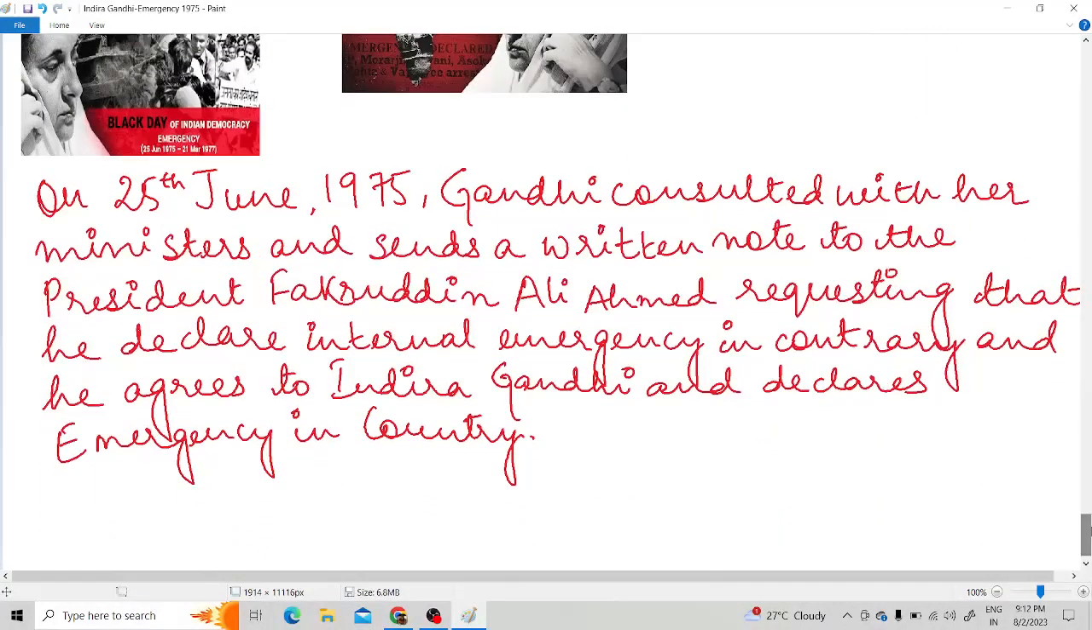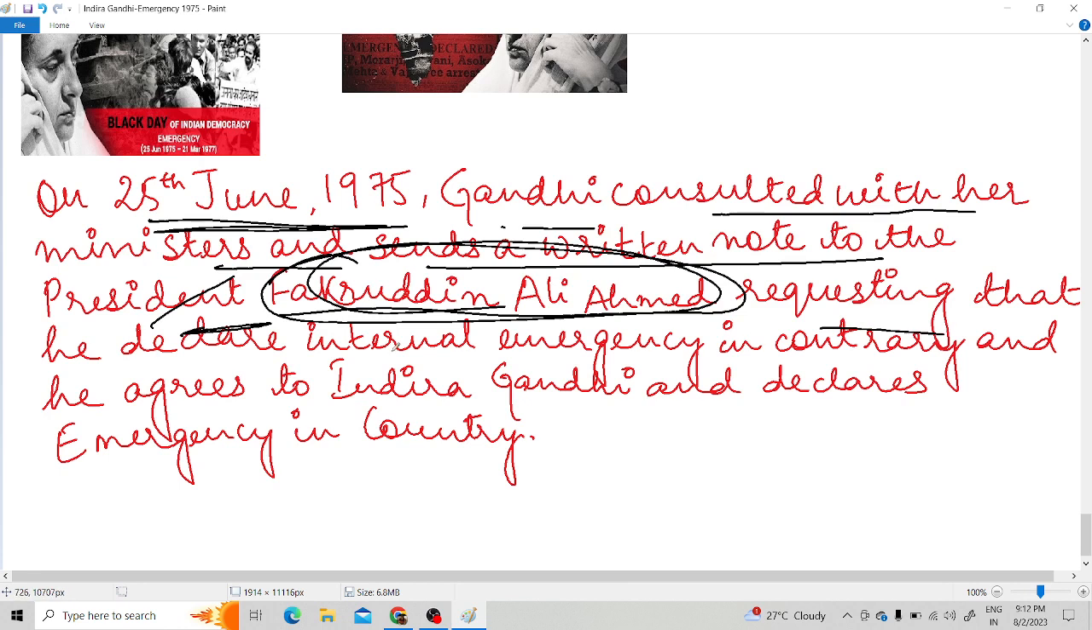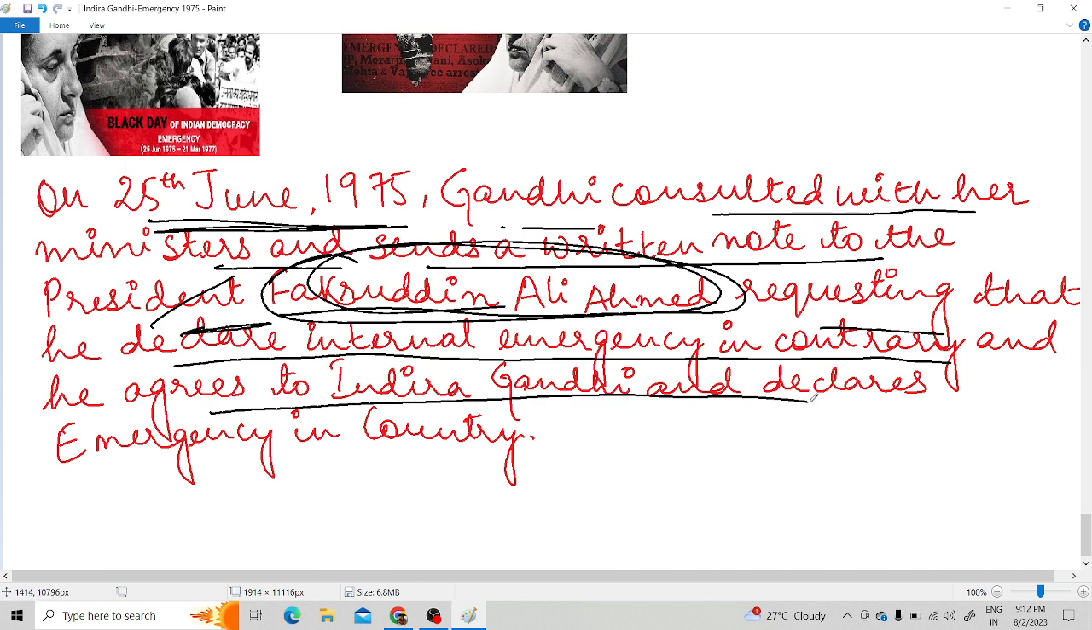On 25th June 1975, Gandhi consulted with her ministers and sent a written note to the then President, Mr. Fakhruddin Ali Ahmed, requesting that he declare internal emergency. He agrees to Indira Gandhi and declares emergency in the country.